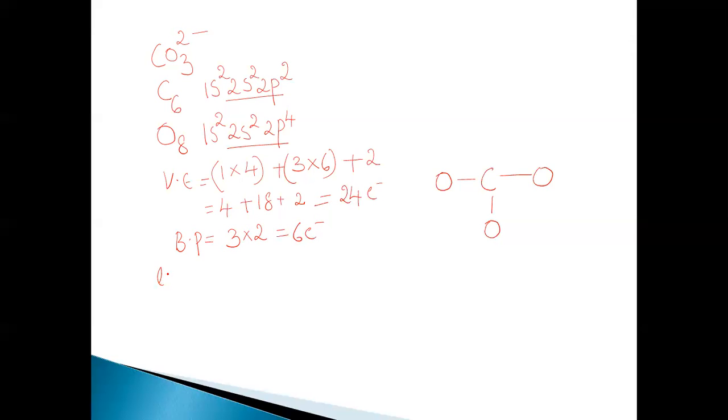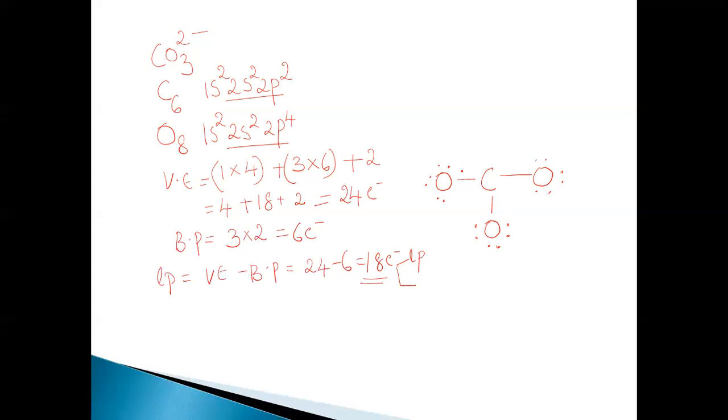Now count the lone pair of electrons, which is equal to valence electrons minus the bond pair of electrons, which will be 24 minus 6, equal to 18 electrons. Now where do you put these 18 electrons? First, put these 18 electrons as lone pairs. So 1, 2, 3, up to 18 electrons we have put as lone pairs.